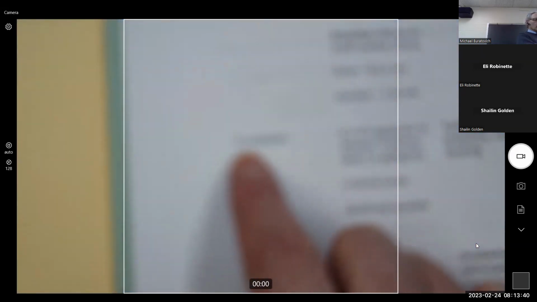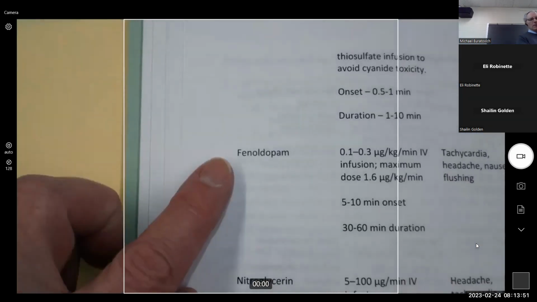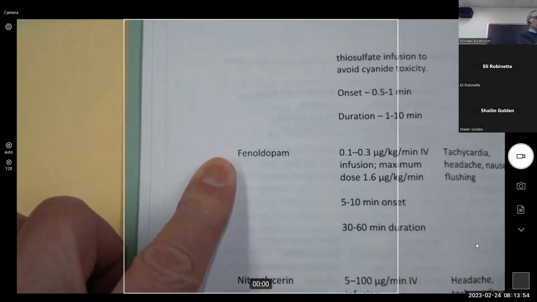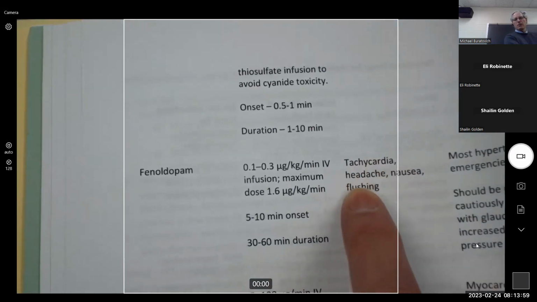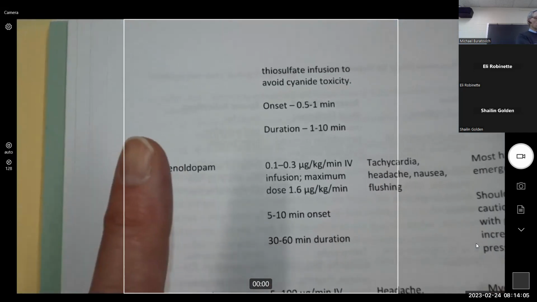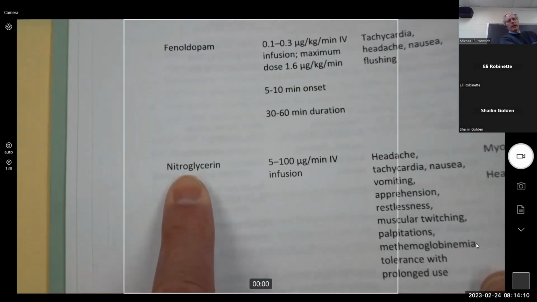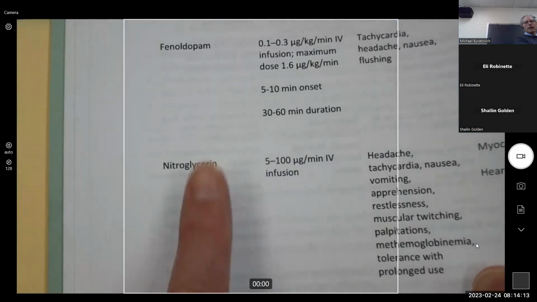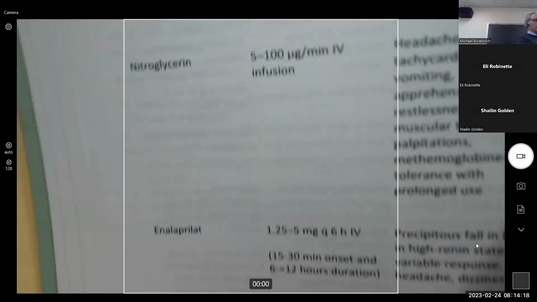Fenoldopam is another miscellaneous vasodilator. Once again, this drug causes tachycardia, and also causes a monster headache typically. And this is to be used usually just for emergencies. It's used for hypertensive emergencies. Nitroglycerin is given routinely, but nitroglycerin is also, if it's given by infusion, used for emergencies.